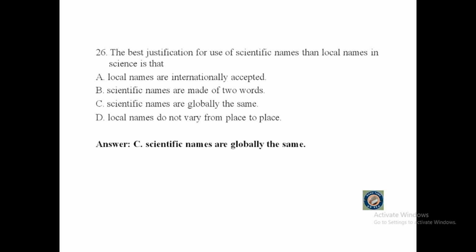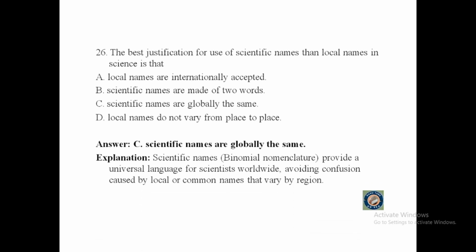The answer is scientific names are globally the same. Scientific names, or binomial nomenclature, provide a universal language for scientists worldwide, avoiding confusion caused by local or common names that vary by region.